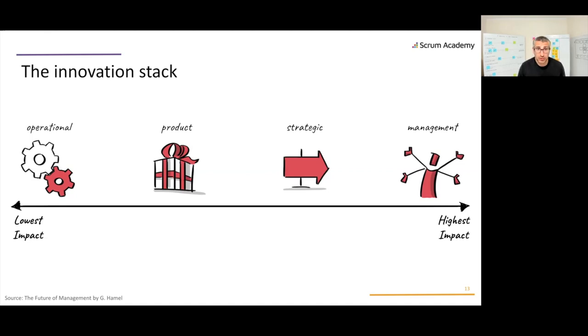So if you really want to build organizations that change as fast as change itself, and are able to reinvent themselves over and over and over again, like some of the organizations we mentioned earlier, then thinking about management innovation is one of the biggest levers that you can actually address. And we will talk about what management innovation actually means.